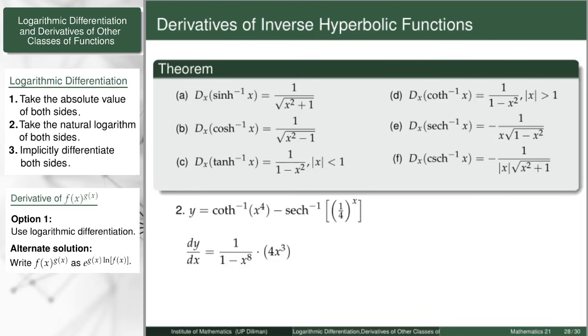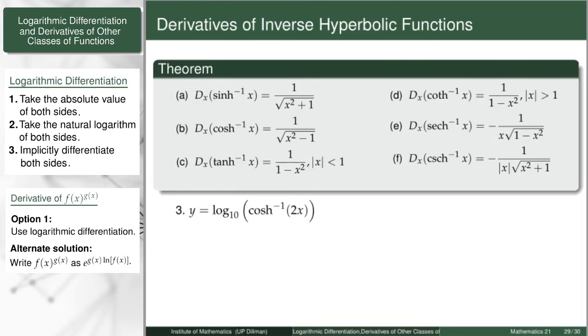Minus, for sech inverse, you have a negative, so that means that becomes a plus. I'll replace the x with 1/4 to the x, which will give me 1 over 1/4 to the x times the square root of 1 minus 1/4 to the 2x, and then differentiate the argument 1/4 to the x. This is a base, and there's also an exponent. Since the constant part is the base, I'll use the exponential rule, and that is 1/4 to the x times ln 1/4, times the derivative of the exponent, which is just 1. And that's how you differentiate number 2.